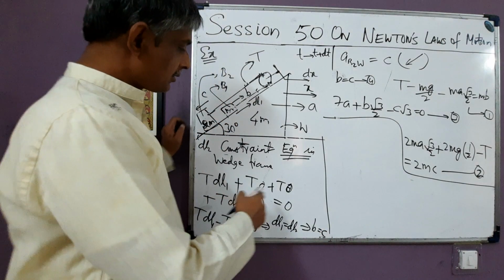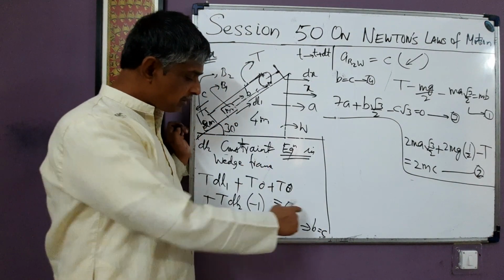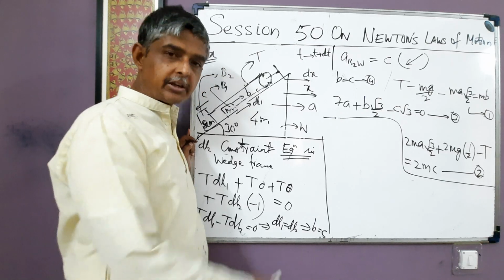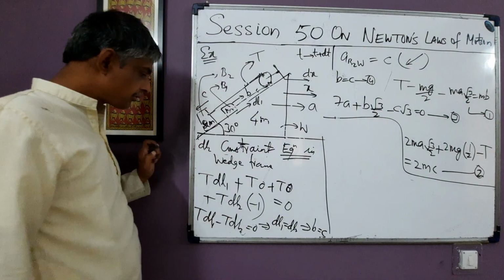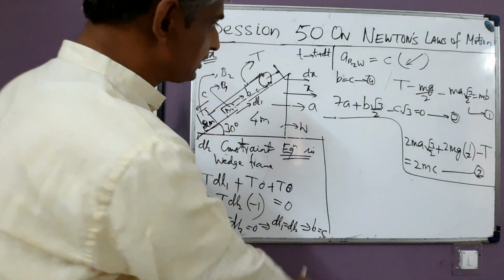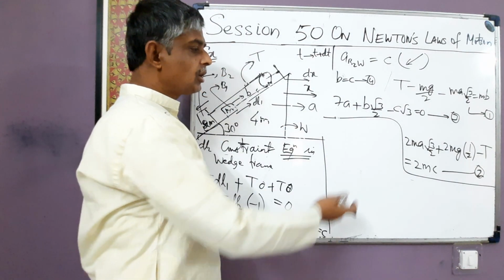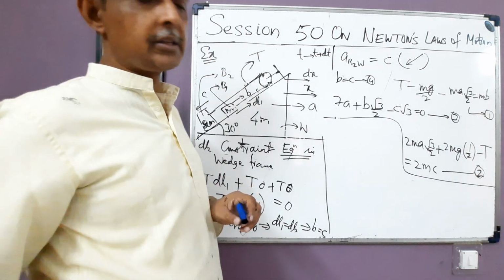So see, the same constraint equation in the wedge frame has been simplified so much. It has been greatly simplified, you can see it. So the constraint equation in the wedge frame is again B equal to C. Same equation we have obtained again. Now we simply have to solve these equations to get the required answer.